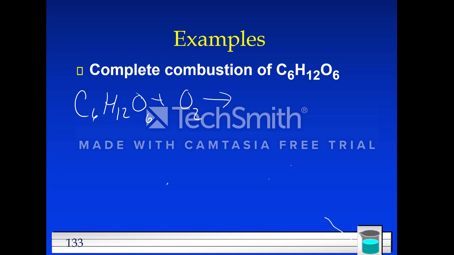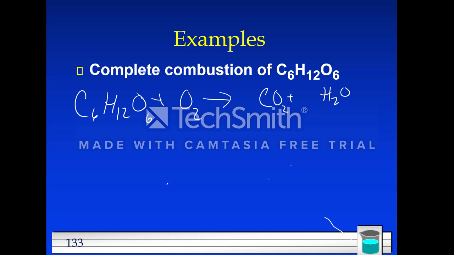It says complete combustion, so I just have to remember the products, not figure them out. Carbon dioxide and water. See, these reactions are worth memorizing because they work over and over again. The other ones you don't want to memorize, you want to figure out because every one's a little different.